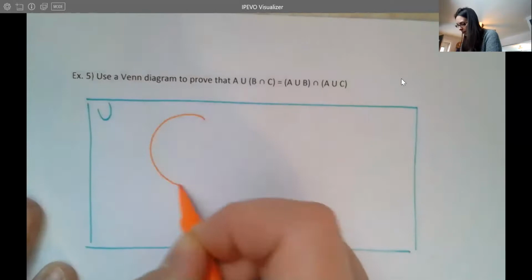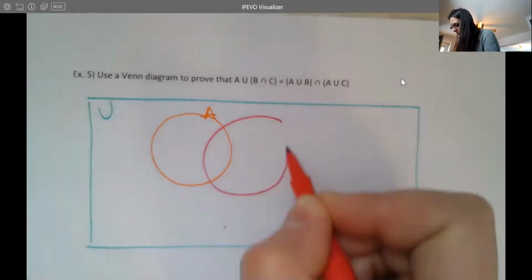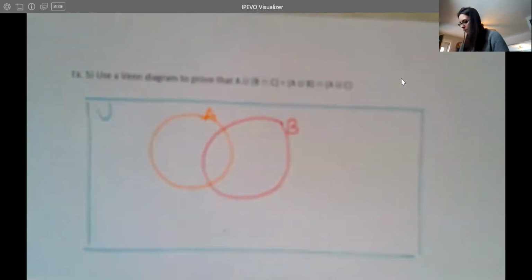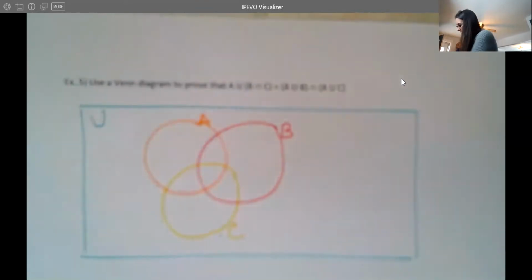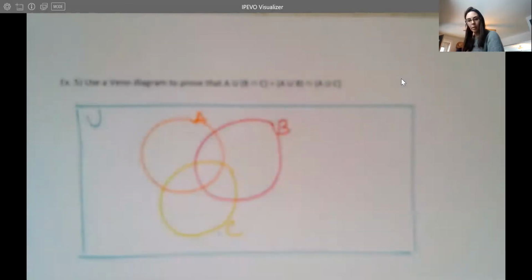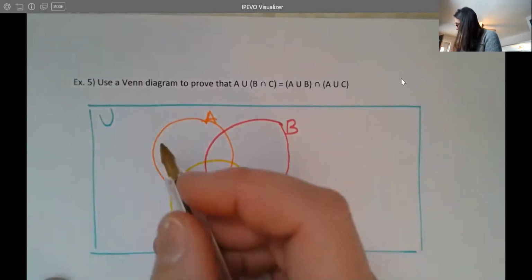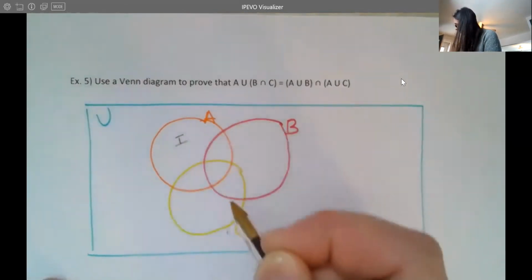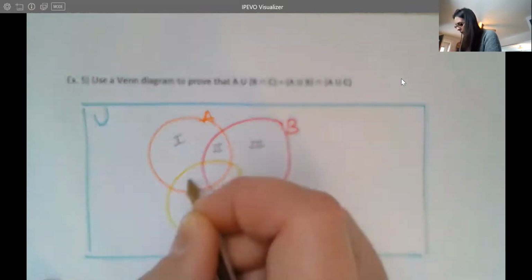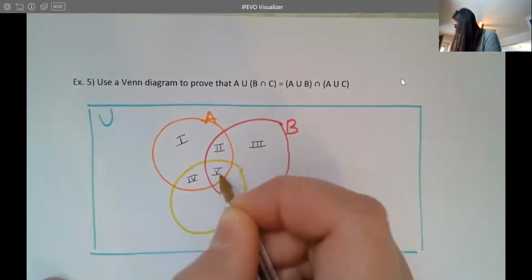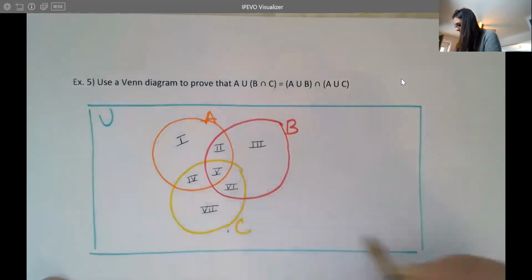So here I have A, here I have B, and again, your circles don't have to be to scale. Here I have C. And I'm just going to label each part. I'm going to label them consistently with your textbook so you can follow along there. All right, so this here is region 1. This is region 2, region 3, 4, 5, 6, and 7, and then outside.